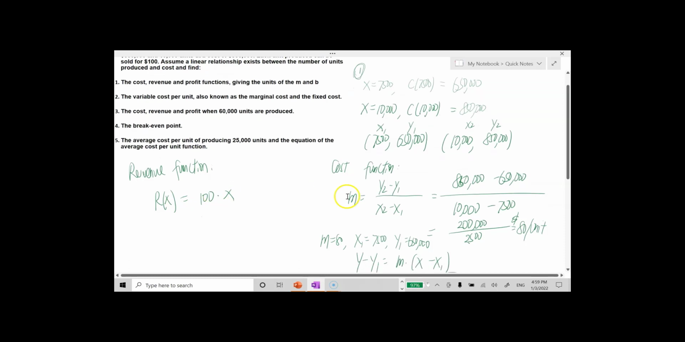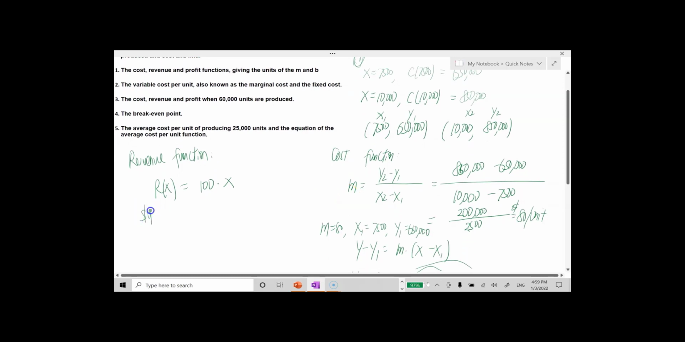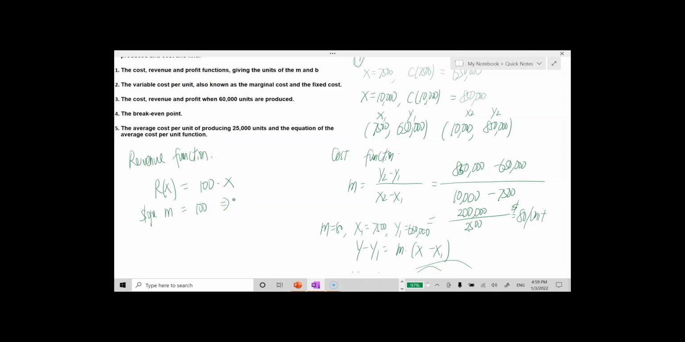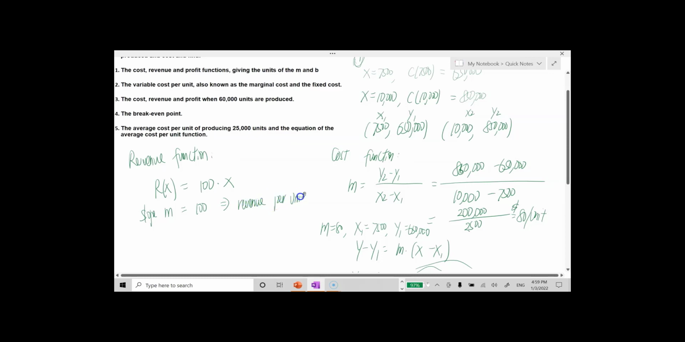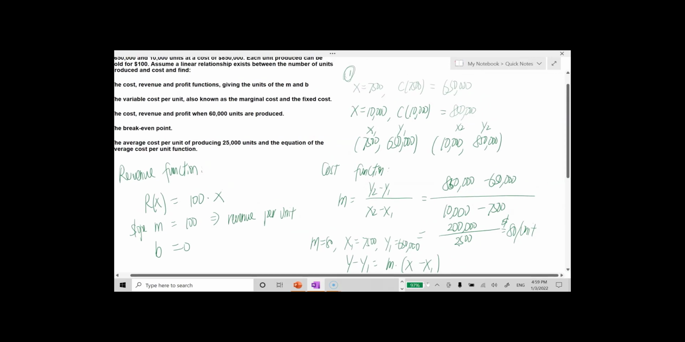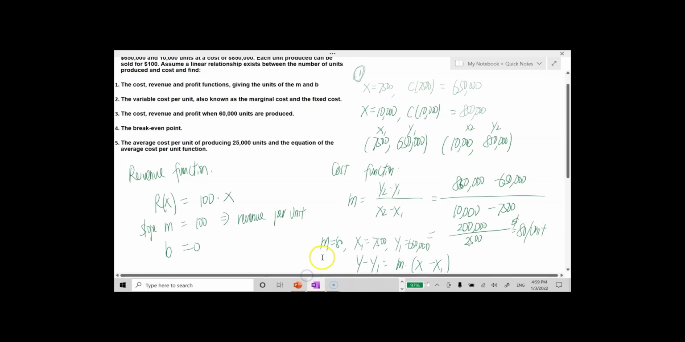Then here, slope m equals, it's profit, I mean revenue per unit, right? So each unit is sold for $100. Revenue per unit. And what would that be if we do not sell any units or products? You get $0 revenue when x is 0 units sold.